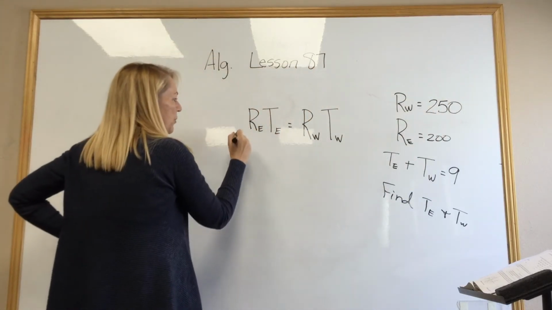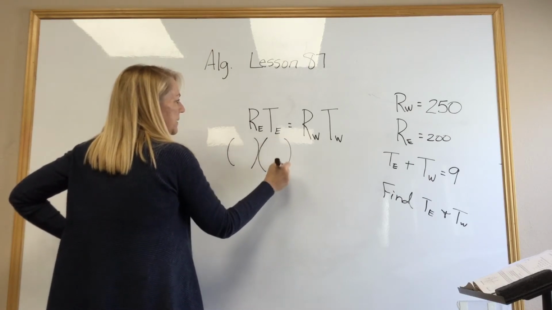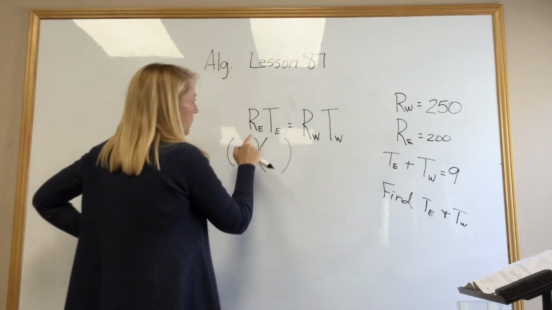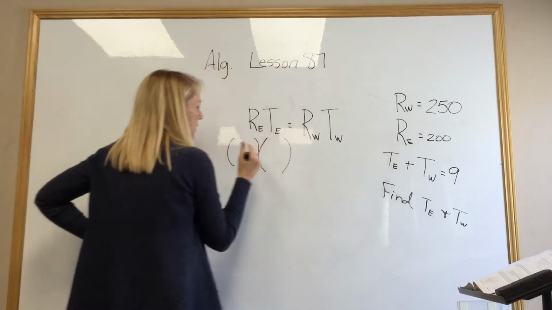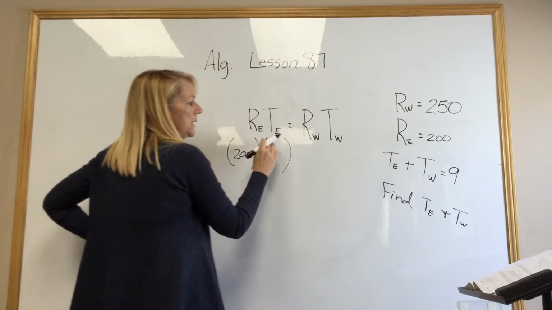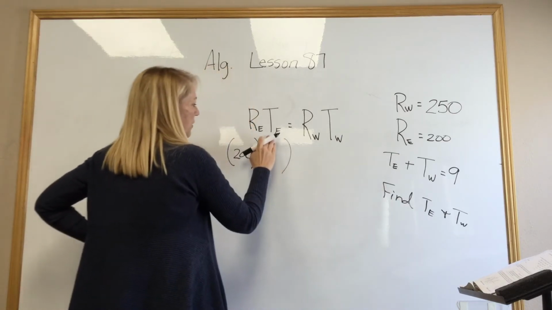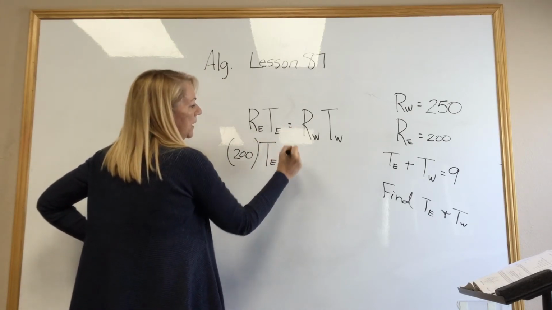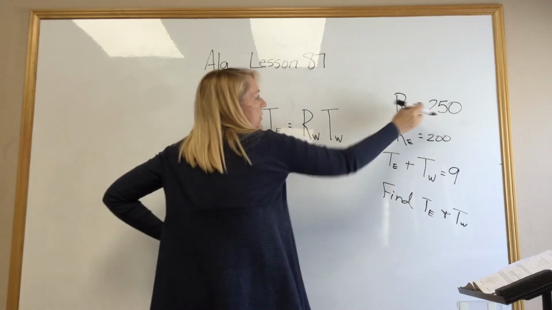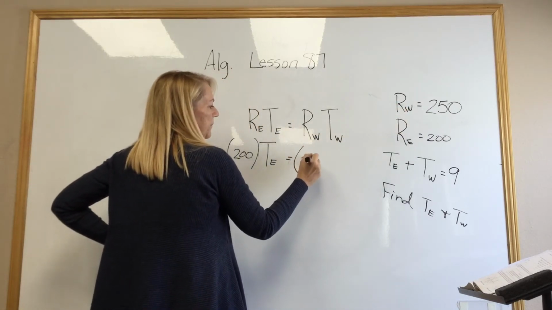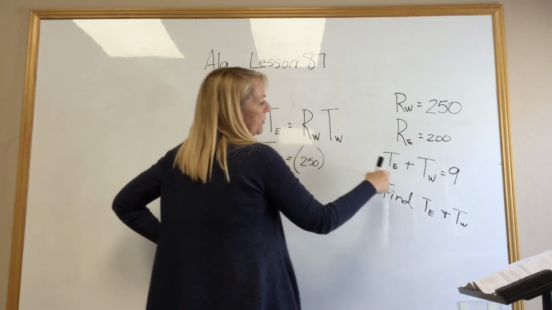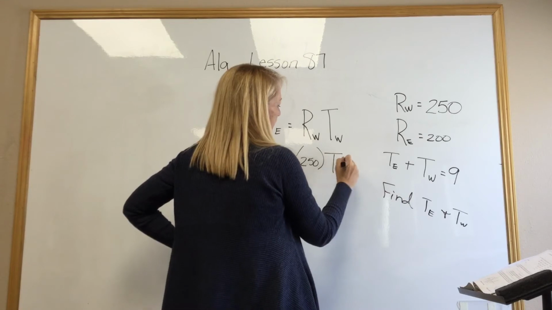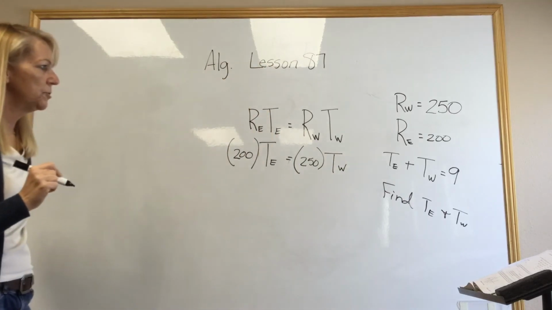Okay, so I use parentheses always, because they're right next to each other. That means multiplication. So my parentheses are going to be right next to each other as well. So R subscript E is 200. T subscript E is one of the ones that we don't know. So I'm going to take those away and just put T subscript E. Equals R subscript W is 250. T subscript W, we don't know. That's the other one we don't know. Okay, so that's all I can do so far.